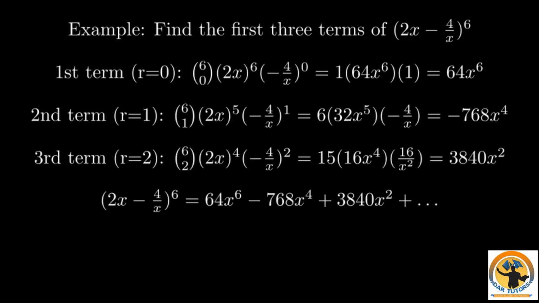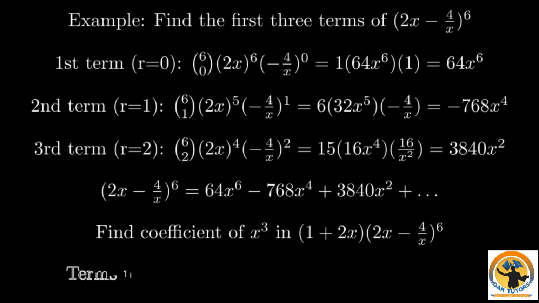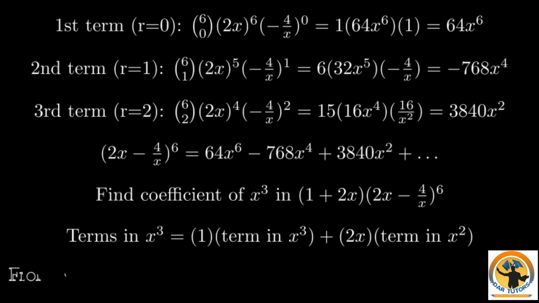Now, let's use this result to find the coefficient of x cubed in the expansion of (1 plus 2x) times our previous expansion. We need to find the coefficient of x cubed in the product of 1 plus 2x and the expansion we just found. We only need to find the terms that will multiply to give x cubed. We can multiply the 1 by any x cubed term in the expansion and the 2x by any x squared term. Looking at our expansion, there is no x cubed term.